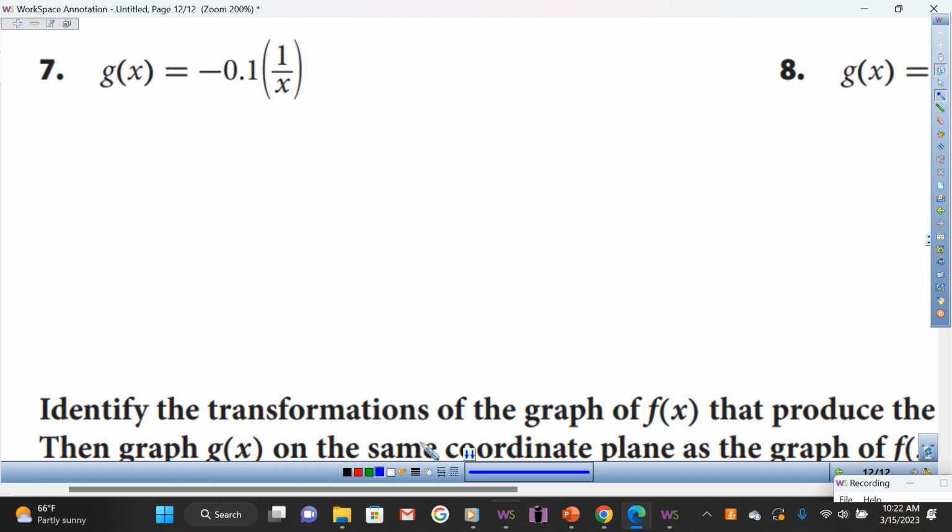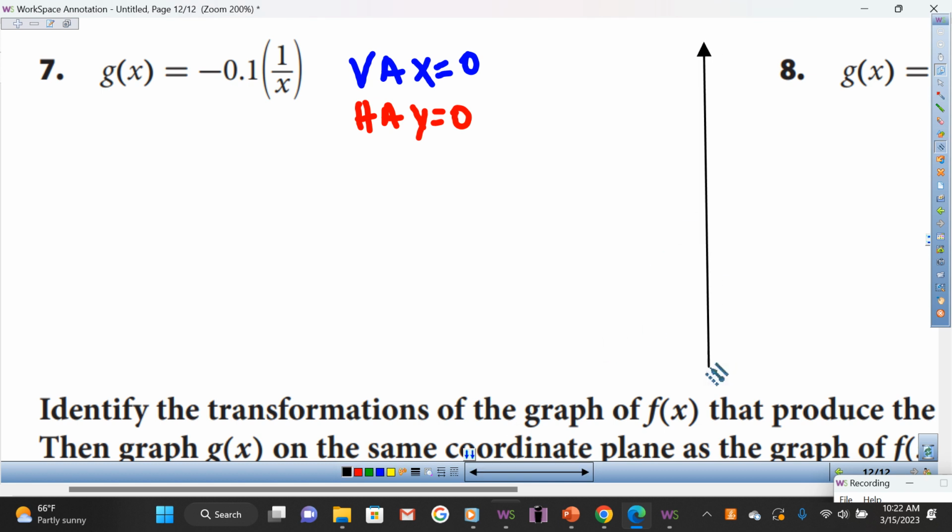Go, Jaden. Very good. VA equals, HA, Y equals. So, what is our VA? And our HA? 0. Yes, let's plot those and graph those. X equals 0 is right here, straight up and down. Y equals 0 is there again, side to side.